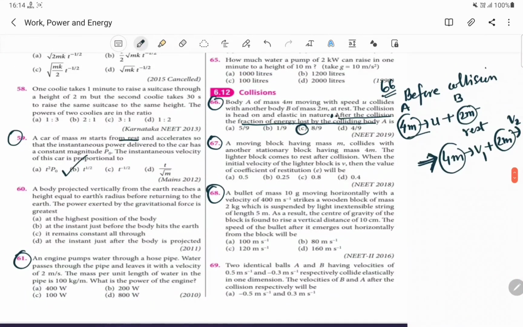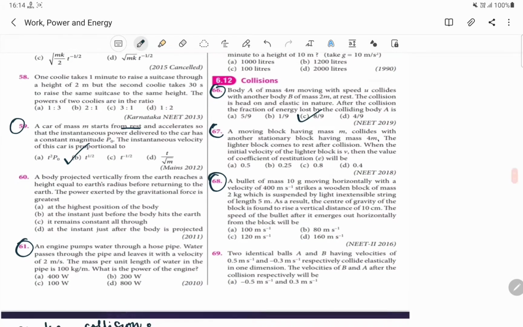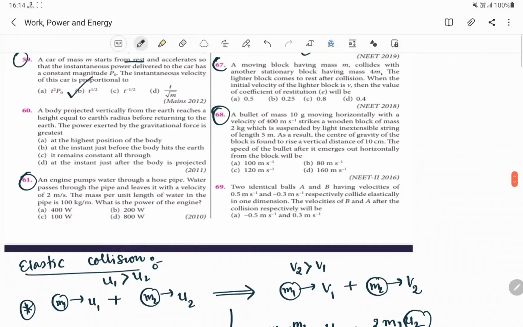Now let us start with question number 67. A moving block having mass m collides with another stationary block having mass 4m. The lighter block comes to rest after collision. When the initial velocity of the lighter block is v, find the value of the coefficient of restitution. Anyway, I will draw the diagram. The collision diagram will be like this. What was the initial mass? The moving mass will be m.